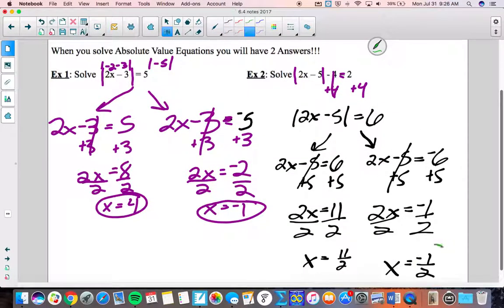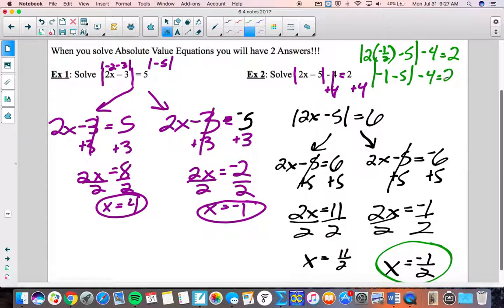I'm going to check just this one right here. We really should check both answers and make sure it's true. But I'm going to plug, or substitute, negative 1/2 into the original problem. This was my original problem. So remember to simplify within absolute value symbols first. So we get 2 times negative 1/2 is negative 1. Negative 1 minus 5 is negative 6. The absolute value of negative 6 is positive 6.